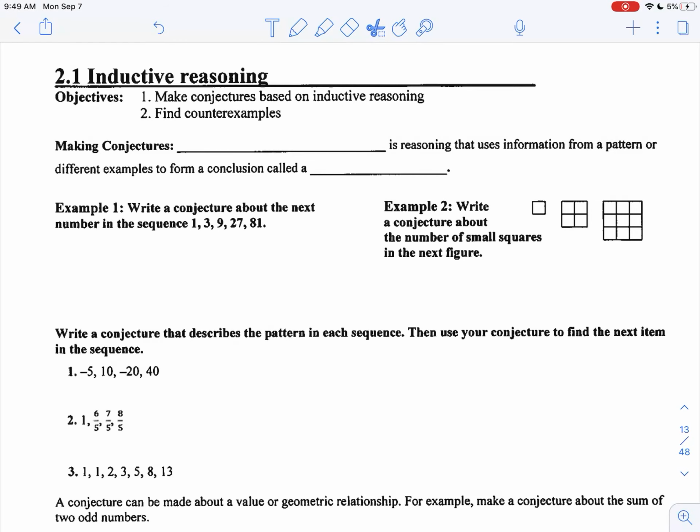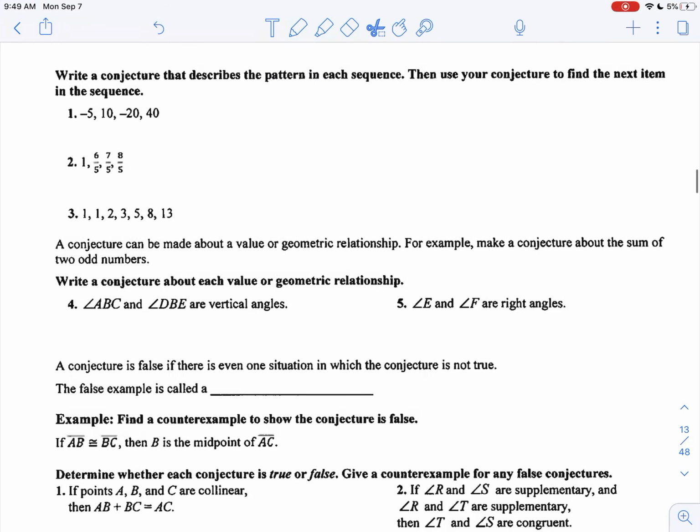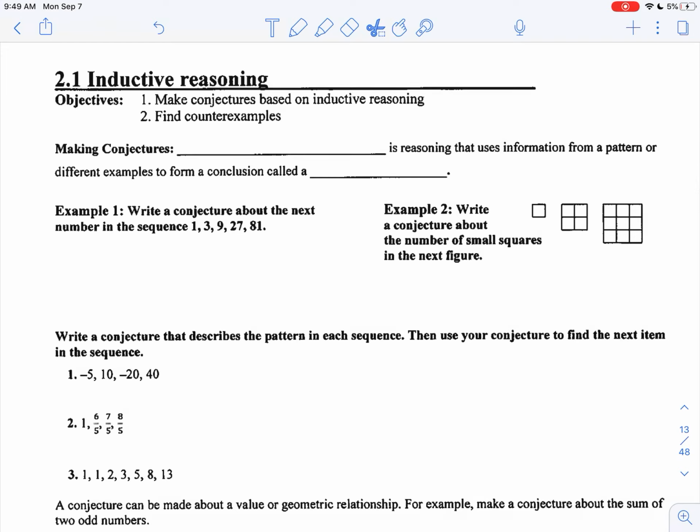Chapter 2 begins by discussing inductive reasoning and then eventually deductive reasoning, and this is the bottom of page 13 in your packet. So we talk about what it means to use inductive reasoning to make a conclusion. When we're making conjectures, we're using inductive reasoning, which is a type of reasoning where you use patterns or observations and different examples to form a conclusion, which we call a conjecture. So a conclusion.